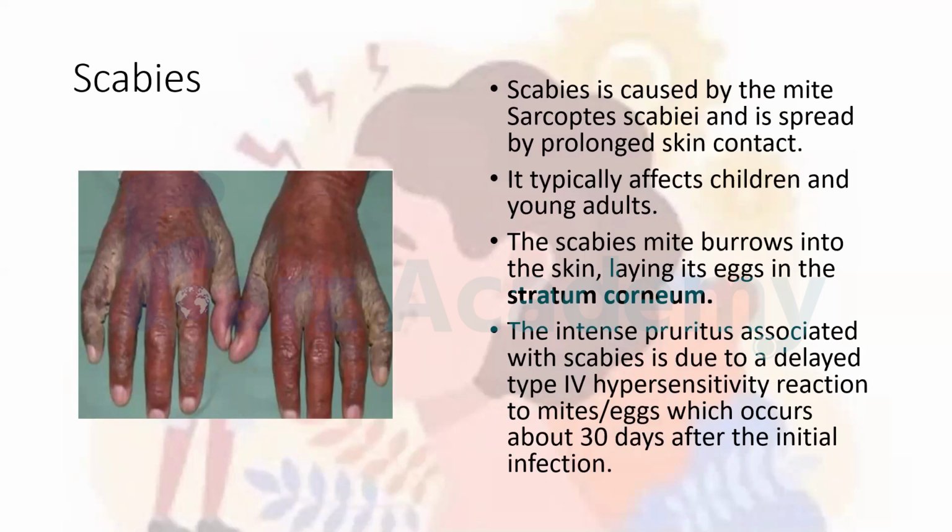Scabies mite burrows into the skin, laying its eggs in the layer of stratum corneum of the skin. Okay, so remember that the eggs are found in the stratum corneum layer. The disease is associated with intense pruritus and itching. It is caused by type 4 hypersensitivity reaction to the mites and the eggs laid by the mite, which occurs approximately 30 days after the initial infection.